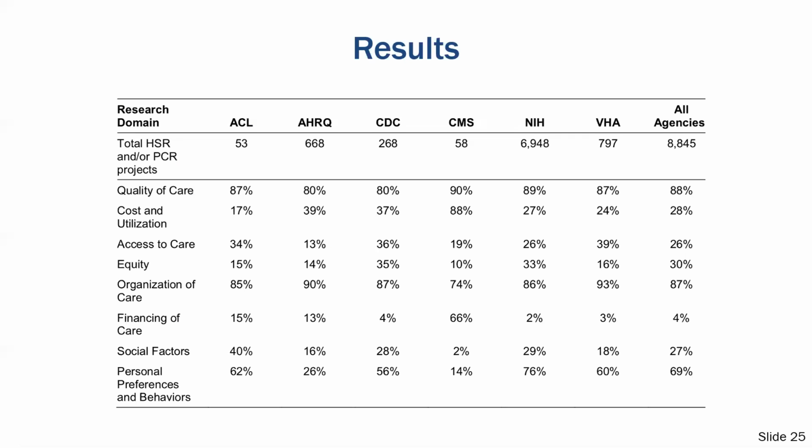So, for example, we found out of the 80 some odd thousand NIH projects, we actually found 6,900 of them to be HSR or PCR, while other agencies like AHRQ, which have a much higher percentage of HSR within its overall portfolio, but many fewer projects, we found 668. I'll leave it there. We do have the full results in the backup section.